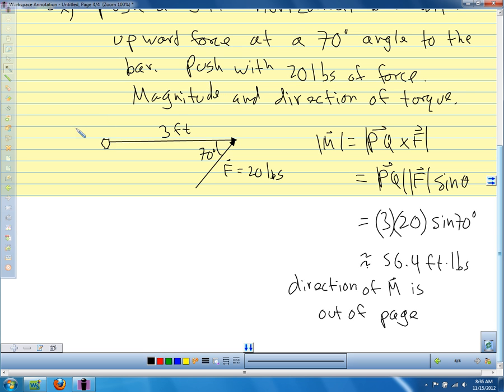And if we think of PQ, our fingers point in the direction of PQ, and our palm points in the direction of F. If we cross PQ onto F, the thumb is going to point directly out of the page to tell us the direction of the torque. Questions on that example?